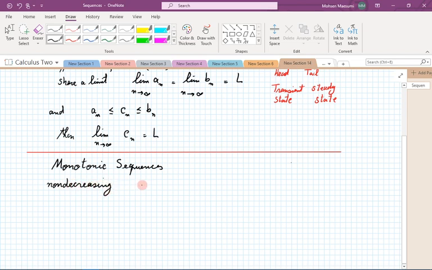This one simply means, as you start at the first element of the sequence, the next one is not less than this. It's either the same or bigger, and the next one is the same or bigger than the previous one, and so on.